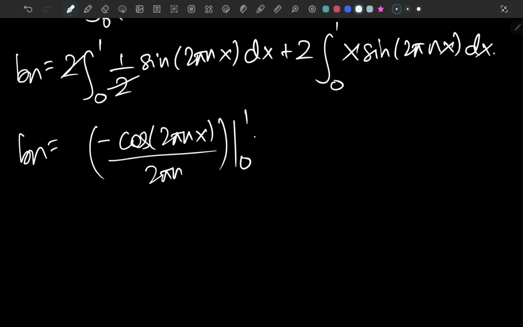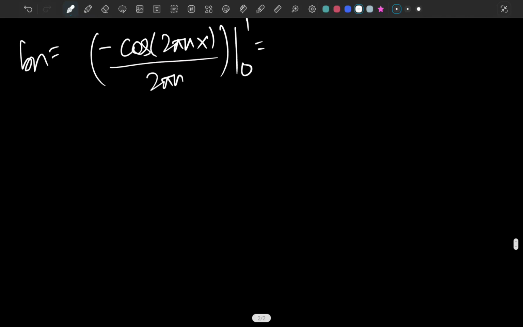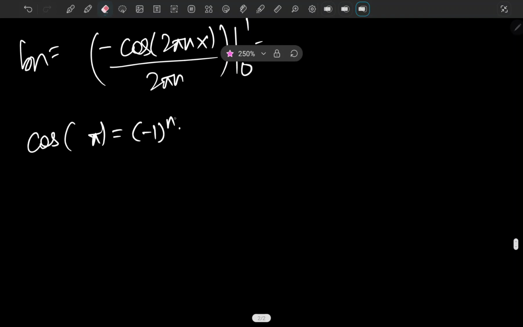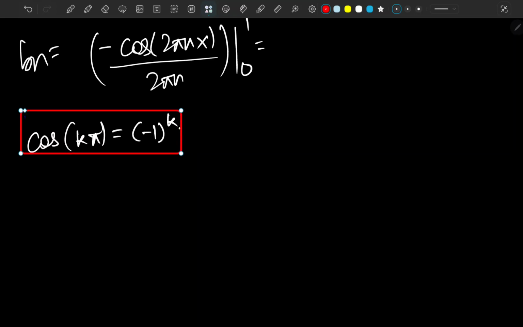And basically when we talk about this one, that's going to be when you plug in cosine of 2 pi nx. But first of all, let's talk about this. Cosine of n pi is negative 1 to the n, or maybe let's talk about k pi, because n is already introduced, and that's going to be quite messy, so let's not do that.